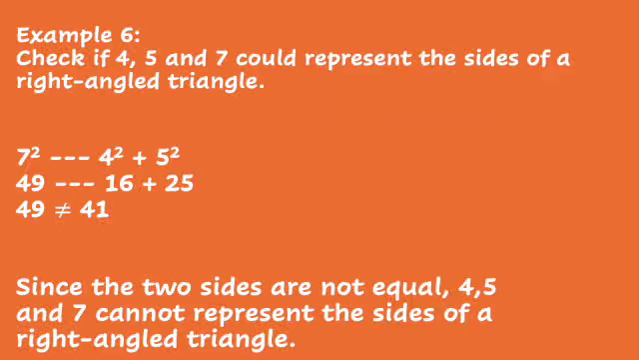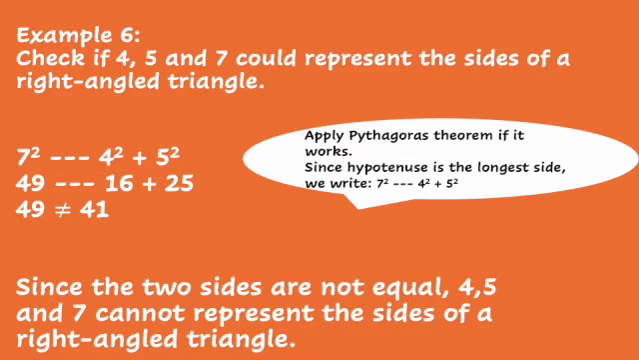In the next example, we need to check if 4, 5 and 7 could represent the sides of a right angle triangle. So here we apply Pythagoras theorem. If it works, that means the sides are of right angle triangle. If it doesn't work, that means these three sides are not the sides of a right angle triangle. Now, because hypotenuse is the longest side, we can put 7 on one side and the other two sides are put on the other side.